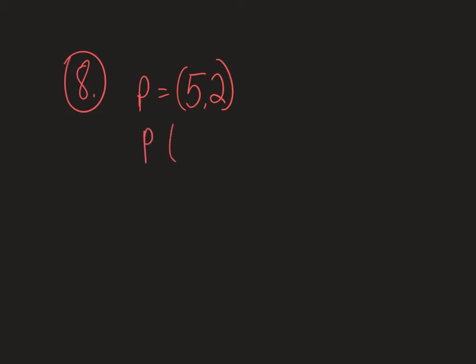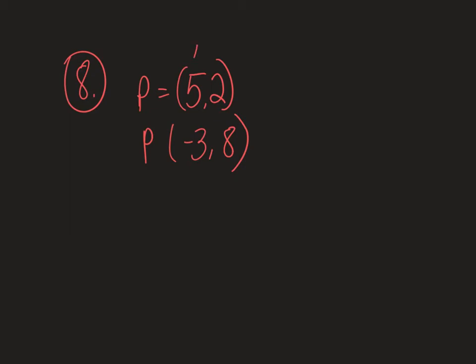Now, let's look at number 8. Your first point equals 5 and 2. Your second point equals -3 and 8. Now, in this case, you have not been given the slope, but you've been given the points to find the slope. So you got to remember your slope formula because you got to find that first.